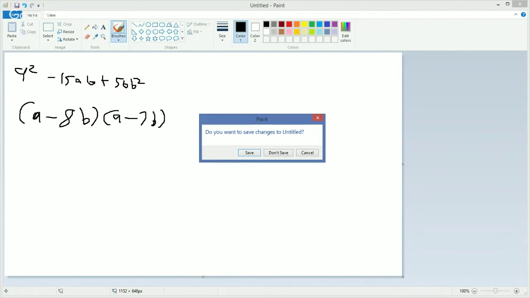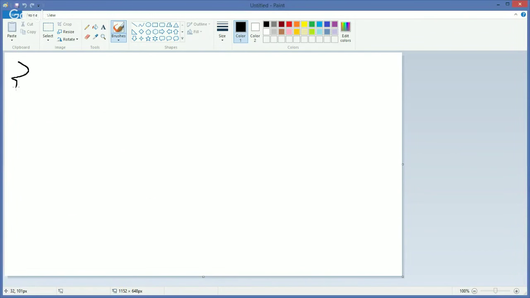3c squared plus 16c plus 5. Okay, this one is prime because of the fact that 5 is a prime number and its only factors. No, wait, hang on. I made a mistake. Don't click prime. This is the one where I need to.